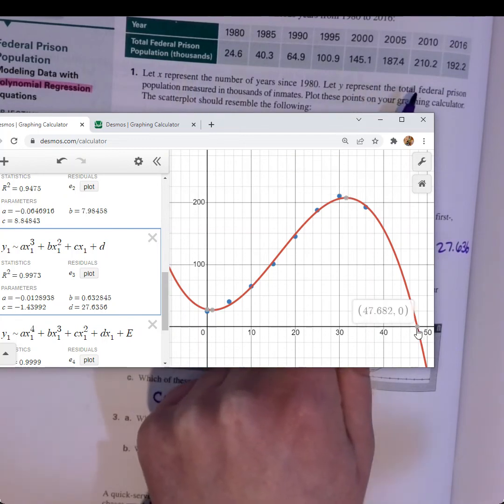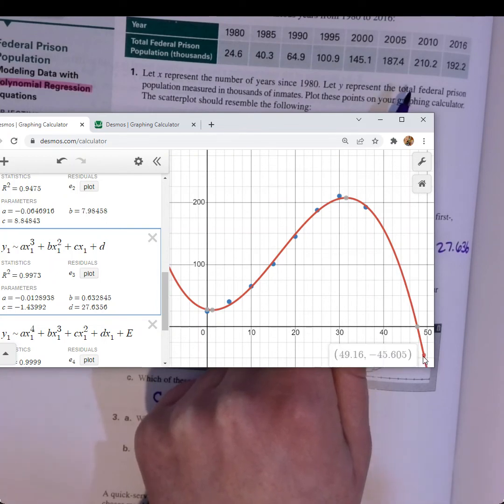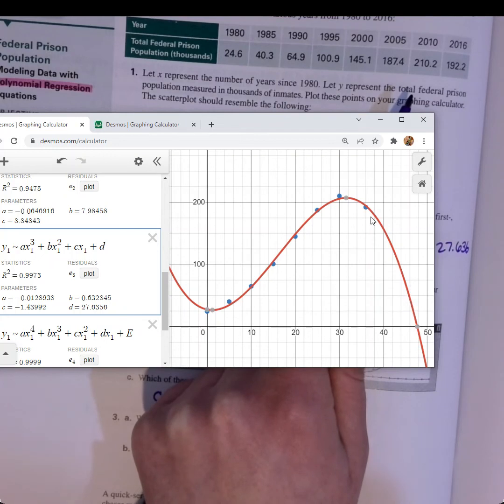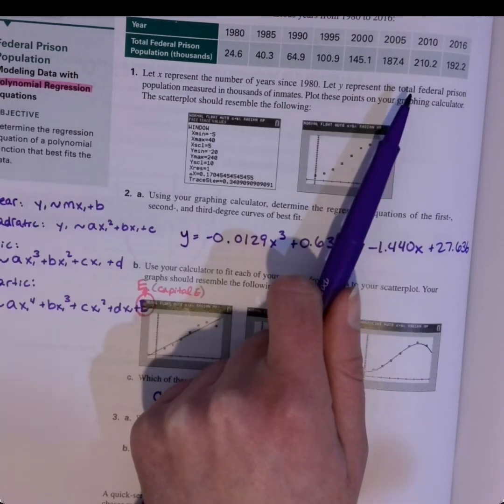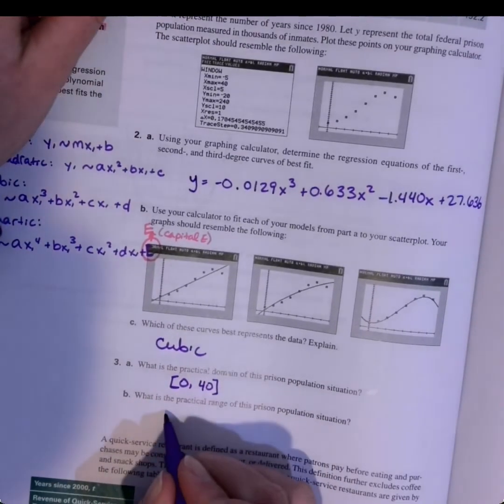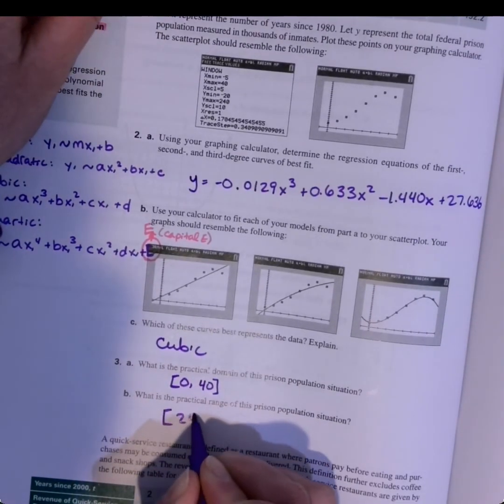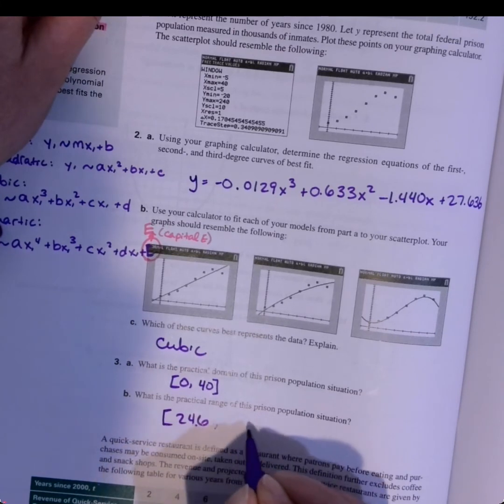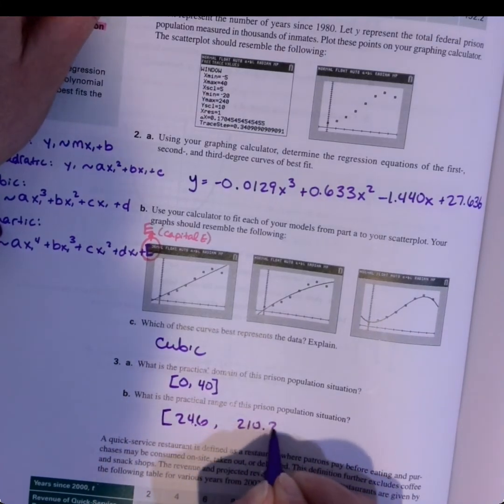My model does, of course, go down below. It goes down into the negatives. It's just not going to make sense in terms of this model. And the further I get down, even here to 0 or down to 15, I'm so far away from my model that I will have broken down by that point. So we'll use the data set to help us with our range here. And we're going to say that it's between 24.6 and 210.2.